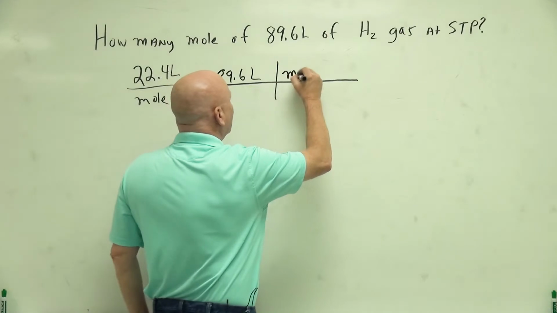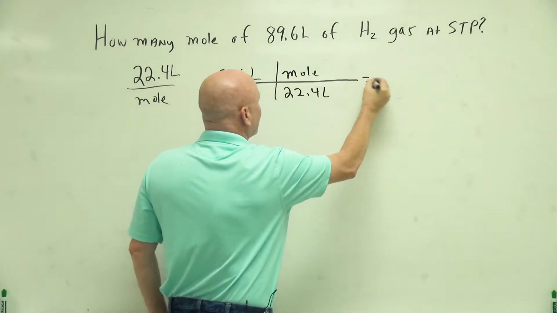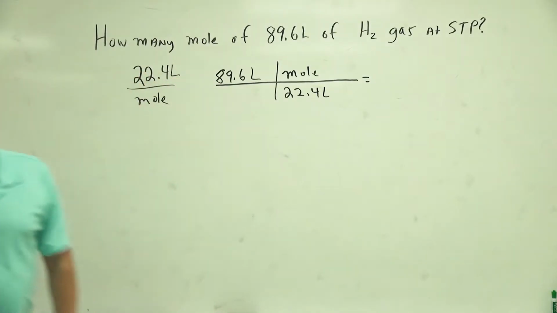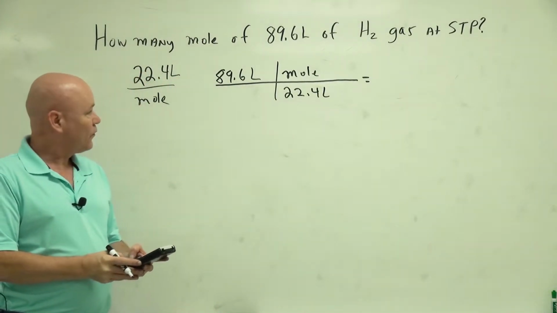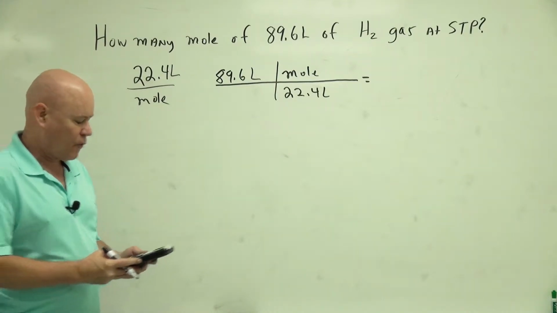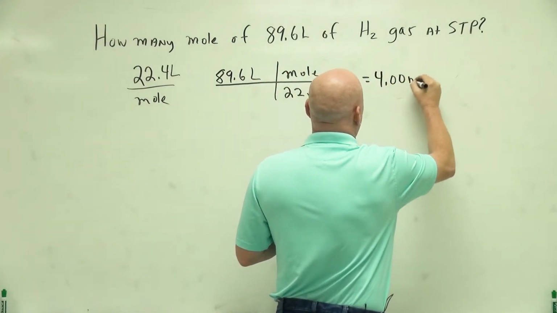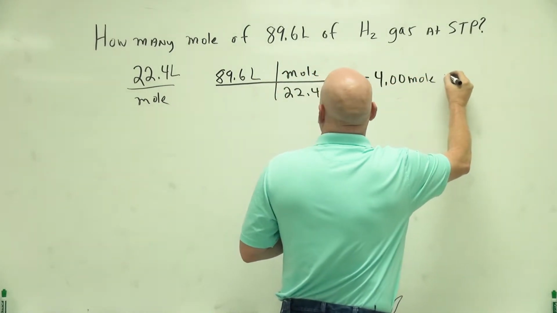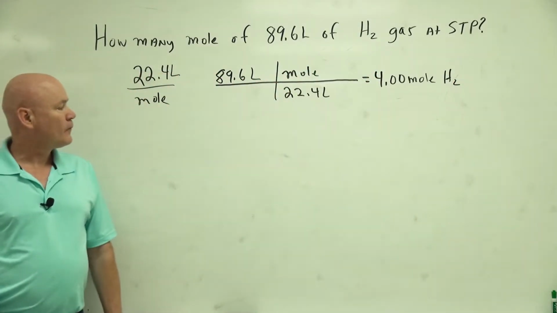And so a mole is 22.4 liters, and we can put this in our calculator. And that is 89.6 divided by 22.4, and I get 4.00 moles of hydrogen gas at STP.